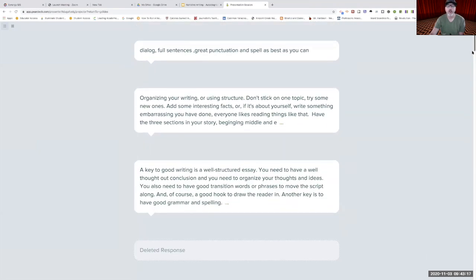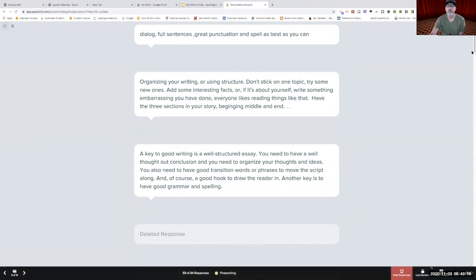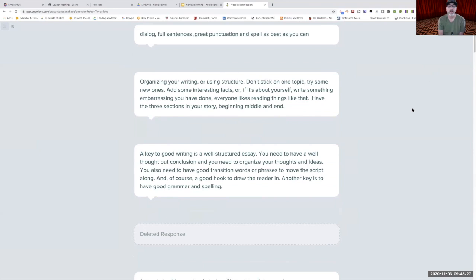A key to good writing is a well-structured essay. Outstanding. Yeah, I know I harp on it all the time. You guys probably get sick of hearing it, but structure is so, so important. You need to have a well thought out conclusion. You need to organize your thoughts and ideas. You also need to have good transition words or phrases to move the script along. And of course, a good hook to draw the reader in. Another key is to have good grammar and spelling.